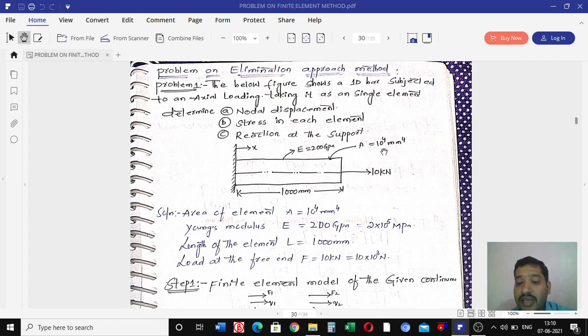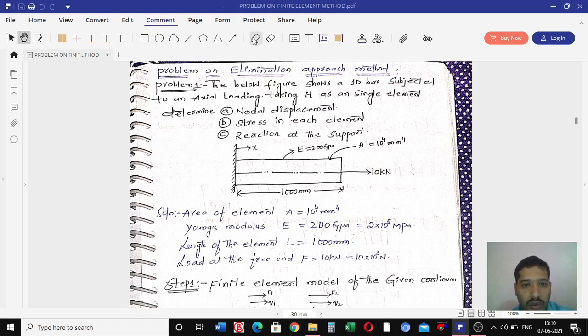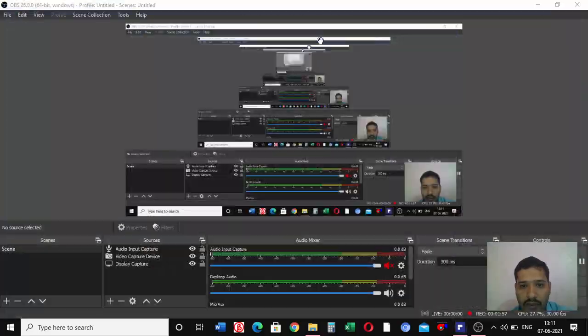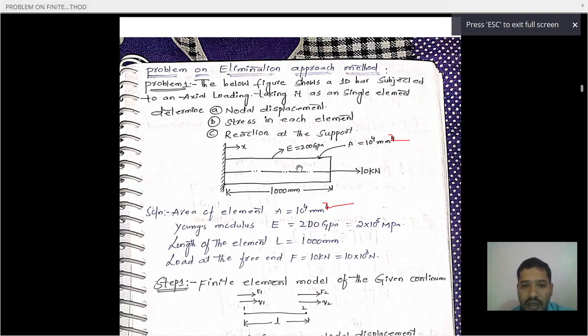The area is given as 10 power of 4 mm square. So it is mm square, not mm power of 4. Here also mm square. Clear here? And E represents the modulus of elasticity, or Young's modulus. The value is given as 200 gigapascal.